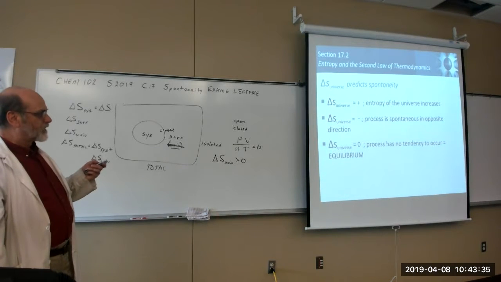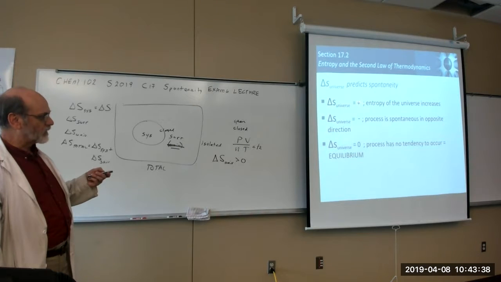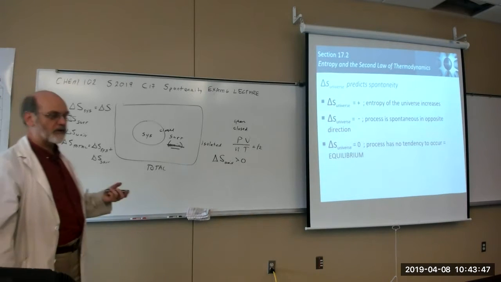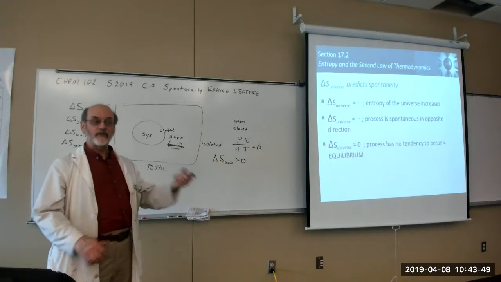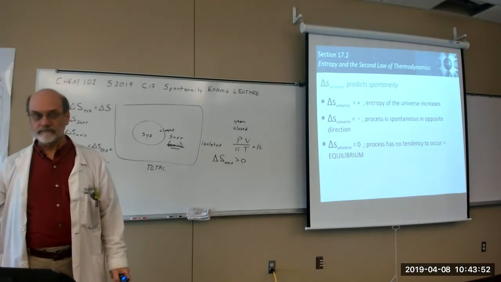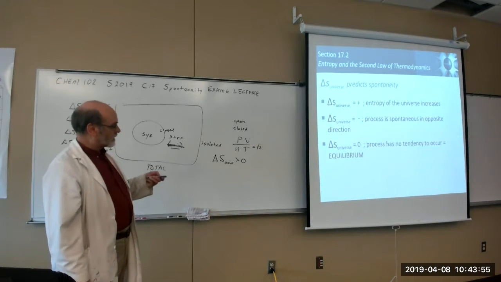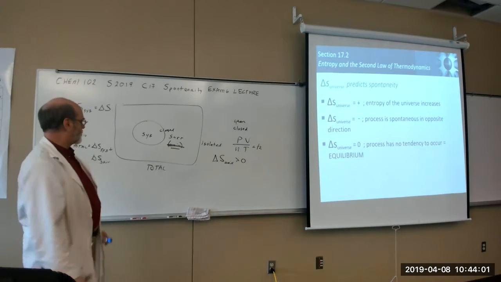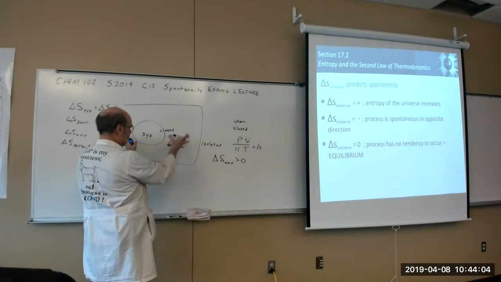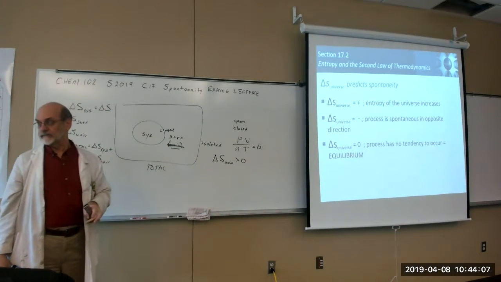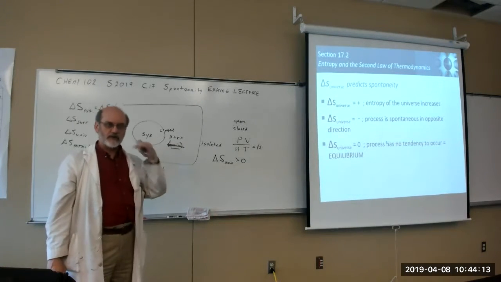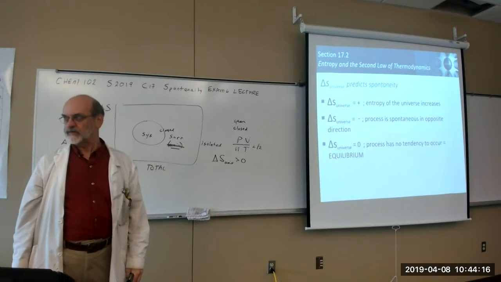Okay. So if we have a positive delta S for the total, then we should have a spontaneous process. If it's negative, then the process is not spontaneous in that direction, but in the reverse direction, it is spontaneous. And then here's a good one. If the summation is 0, our isolated setup here is at equilibrium. There's no drive to go either direction if the delta S is 0.